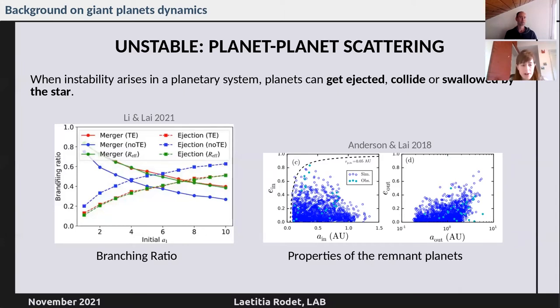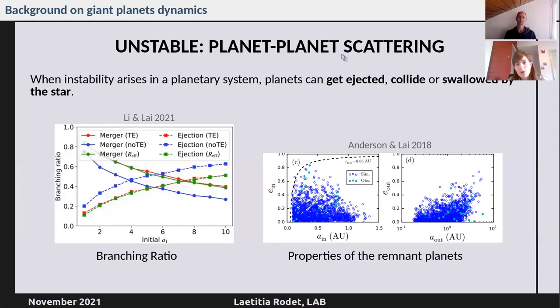It can really change the branching ratio, as we call it. This is very important because if you have an ejection in your system, it really shapes the remaining architecture of the planets. Like you can see on the right, these are the properties of the remnant planets when you had an ejection of another planet. You have some large eccentricities that were produced by the planet-planet scattering, and this is a way to create large eccentricities that could explain part of the eccentricity we observe in giant planets.